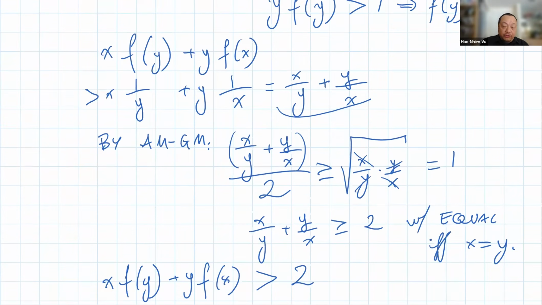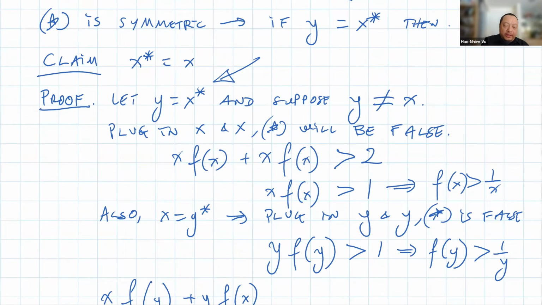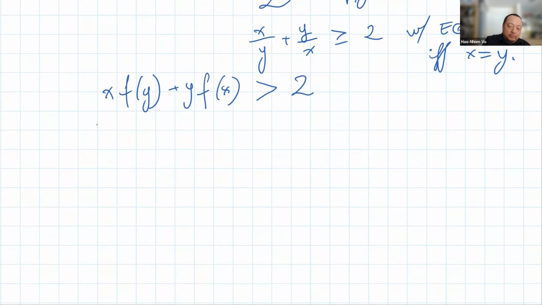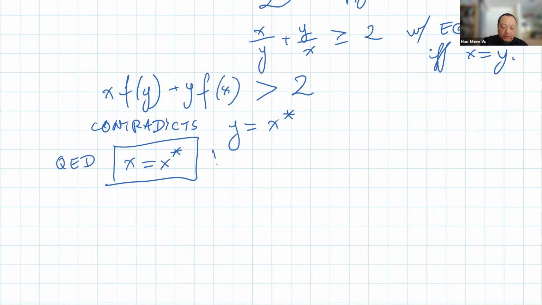Our definition up here is that we let y be x star. And if y equals x star, then this expression is supposed to be less than or equal to 2, not greater than. So we have our contradiction, and therefore we have the proof of the claim. QED, that x is equal to x star for all x.